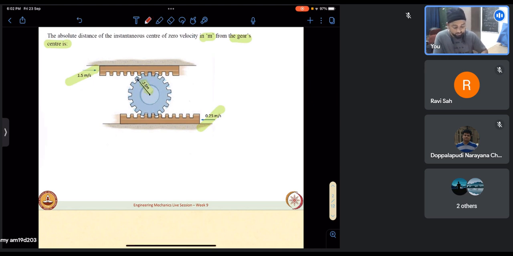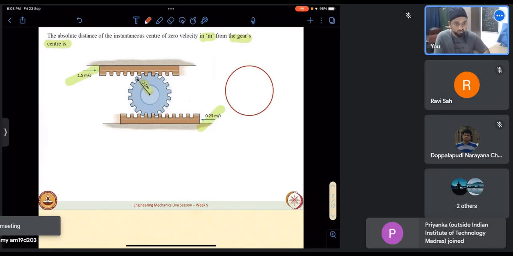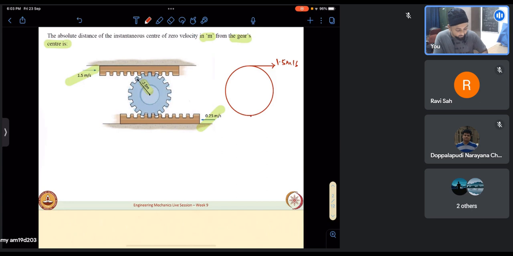That's what is given. Essentially, there is no loss of contact between the rack and the pinion. There is no relative slip, in which case the point on the pinion also will have the same velocity. So if we take the velocity of this point to be 1.5 meters per second, and the velocity of the bottom point to be 0.25 meters per second, we connect them by a straight line.